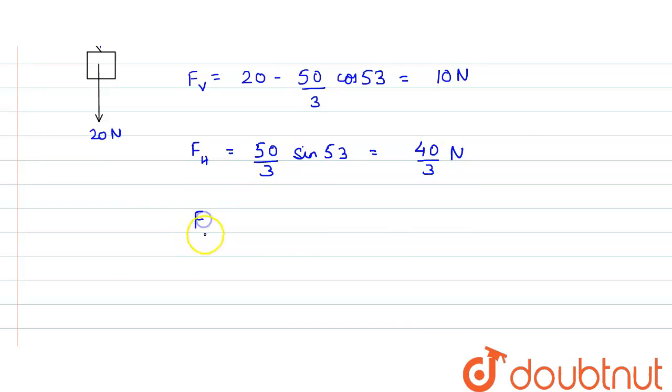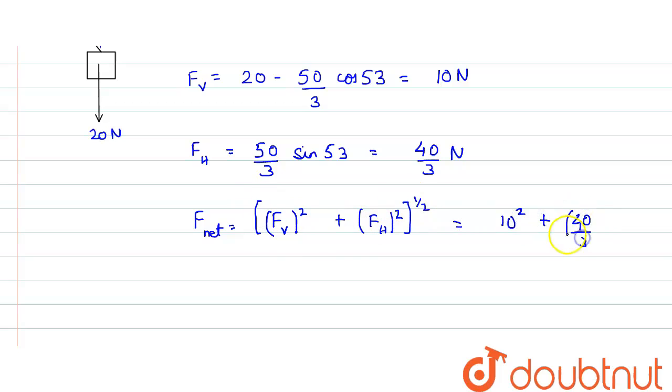We say that F net equals Fv square plus Fh square, the whole to the power 1 by 2. In the square root, we need to take out the resultant. That means 10 square plus (40 divided by 3) square, to the power of 1 by 2, or we can say square root. So from here, our net force would turn out to be 50 divided by 3 Newton.